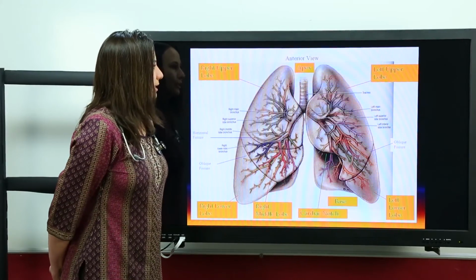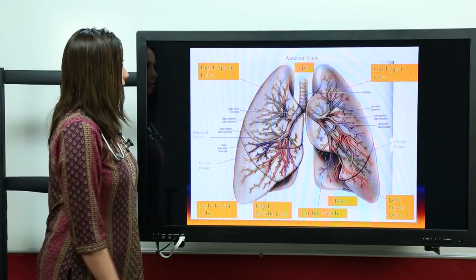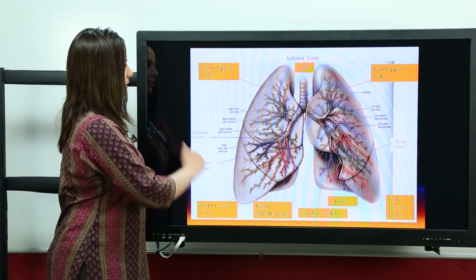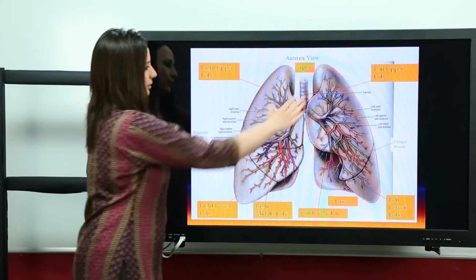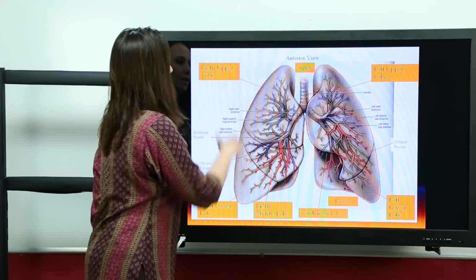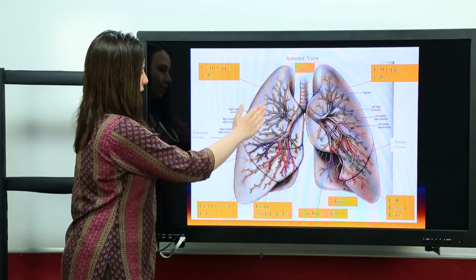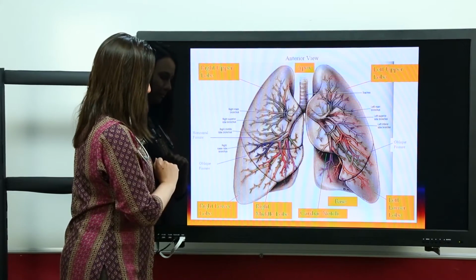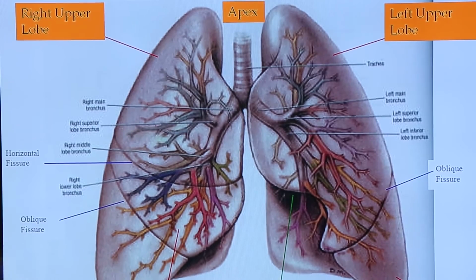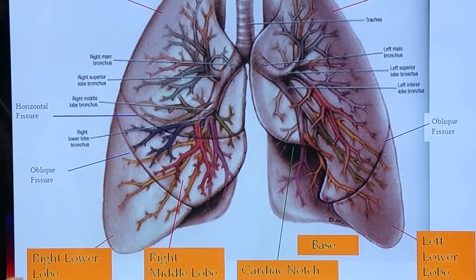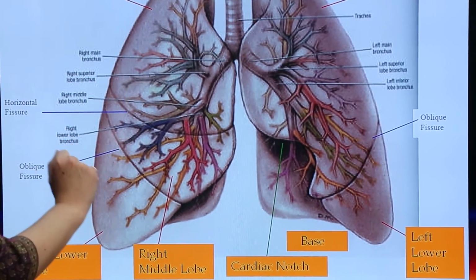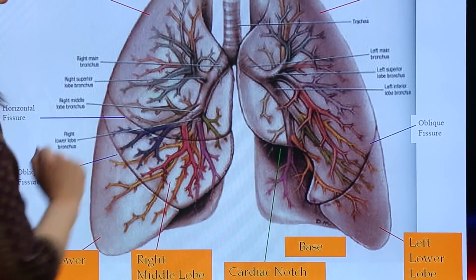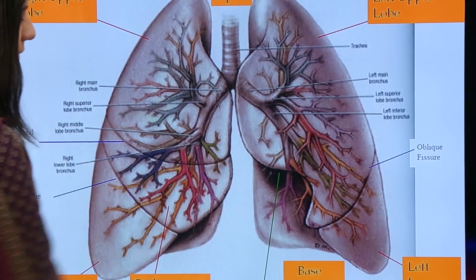So when we look at the different lobular segments, on the right side you have your right lung, and on the left side is the left lung. But the right lung is made up of 3 lobes: our right upper, our right middle, and our right lower lobe. On the left side, you can see that we have our left upper lobe as well as the left lower lobe.